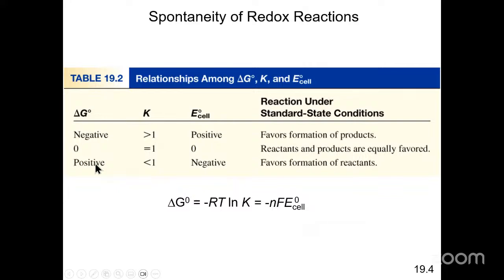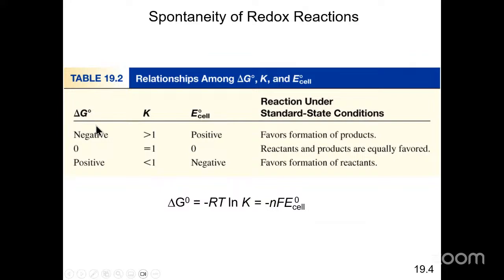And then if delta G is positive, which means that the reaction is non-spontaneous, that means that K must be less than 1, which would mean that this is negative. Negative times negative gives delta G being positive, and that means that the standard EMF of the cell must be negative, all right? And over here on the right side of this table, it tells you exactly what the situation is in terms of the product outcome or the reaction outcome.